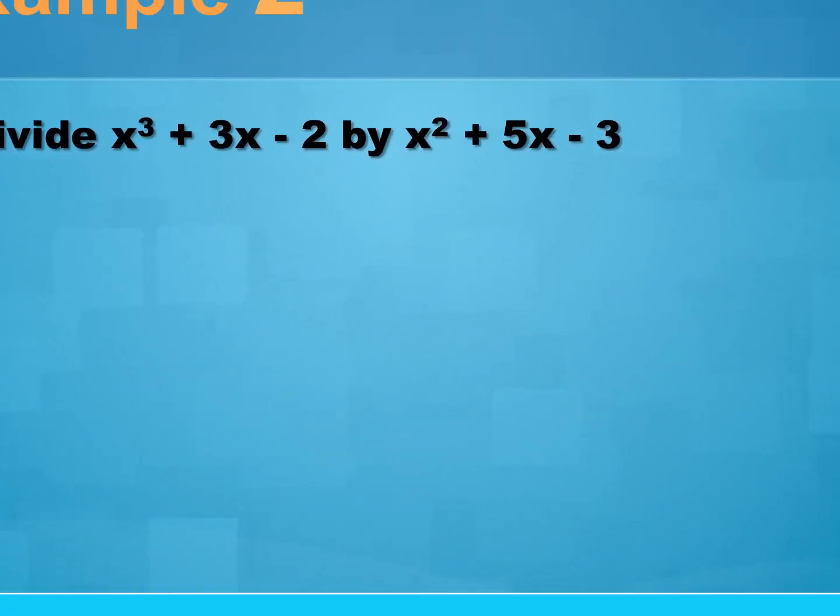This time, look at first my dividend, right? I have x to the third plus 3x minus 2. Are they in order? Yes. Are they missing terms? Also yes. We're missing the x squared. So I am going to add in a 0x squared.